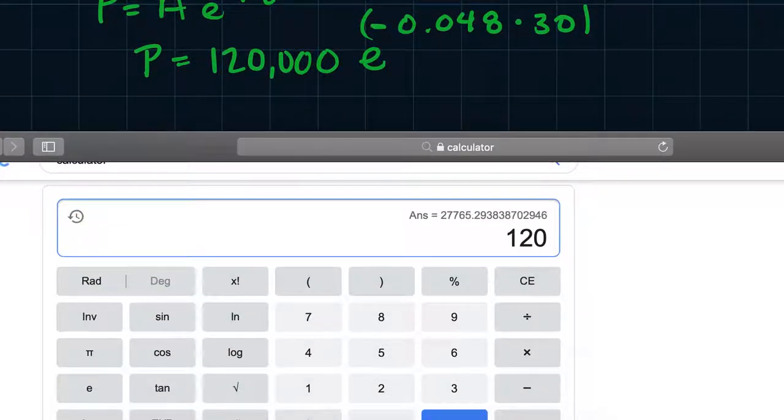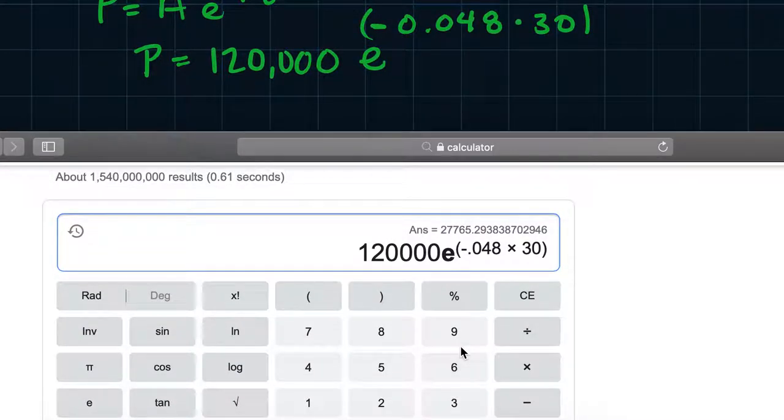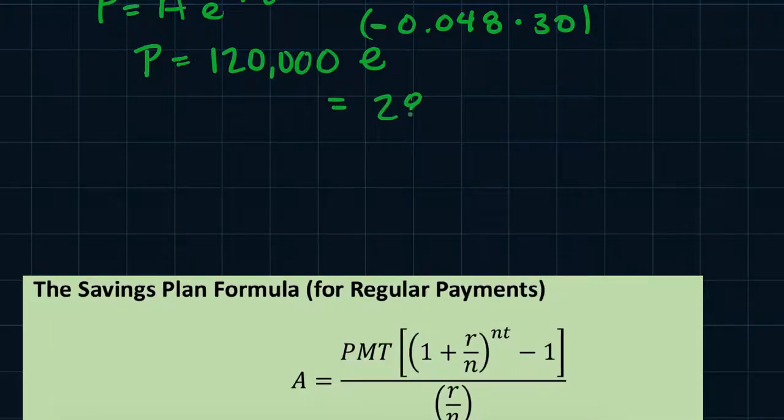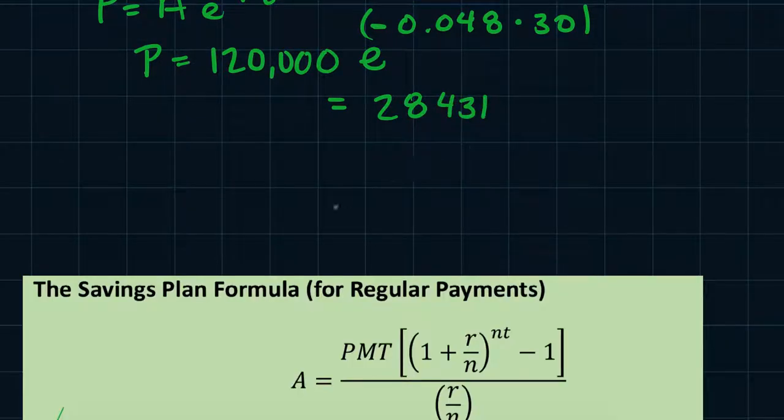So we're going to do 120,000 e to the negative 0.048 times 30. Now let's just be very careful. Make sure we put it in just like we see it here. 120,000 e to the negative 0.048 times 30. Hit enter. 28,431.33.